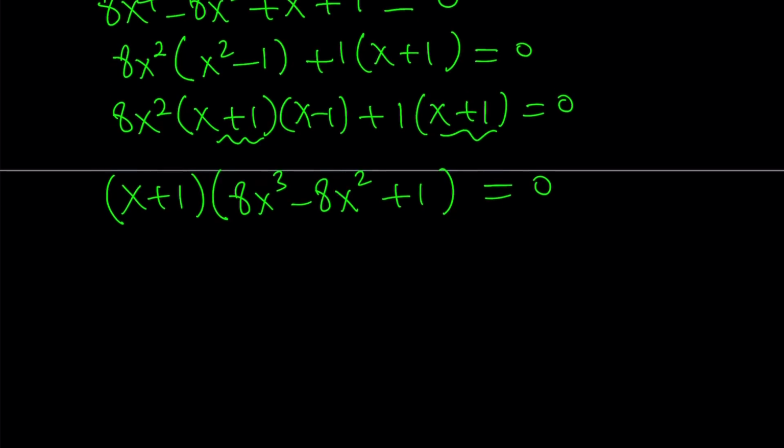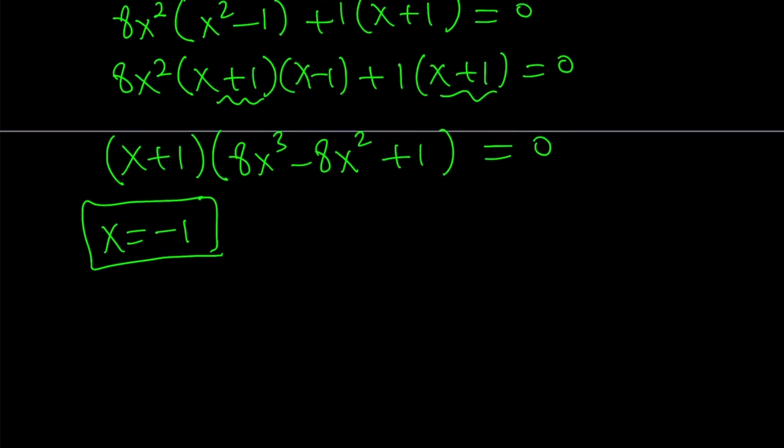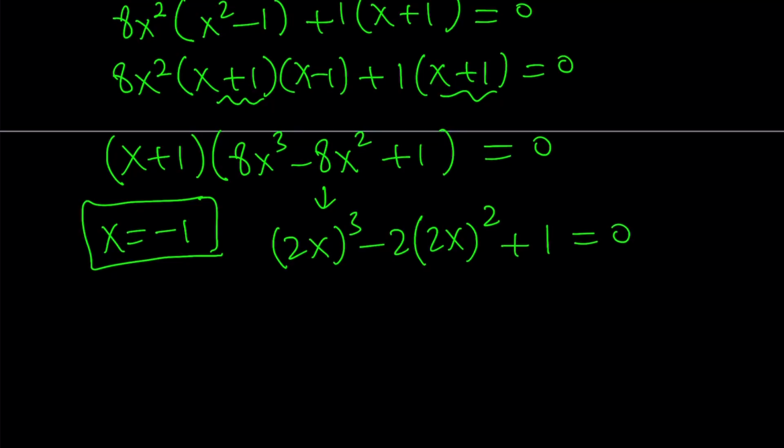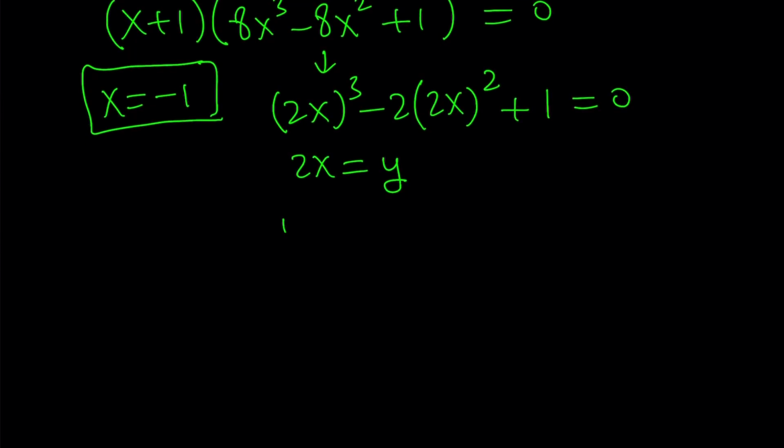From here we get the obvious solution, x equals -1. The other one is a cubic, and even though this cubic kind of looks hard to solve, it's actually easy to solve because it is 8x cubed, and we can change the variable here and make it a monic polynomial. Monic basically means the leading coefficient is 1. So we can write this as 2x quantity cubed minus 2 times 2x quantity squared plus 1 equals 0. And then by changing the variable, set 2x equal y, we get y cubed minus 2y squared plus 1 is equal to 0.